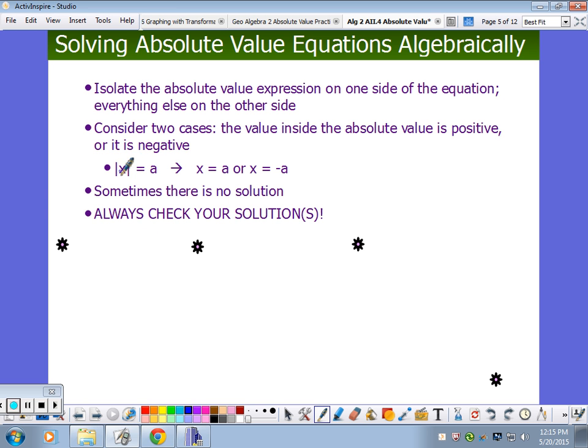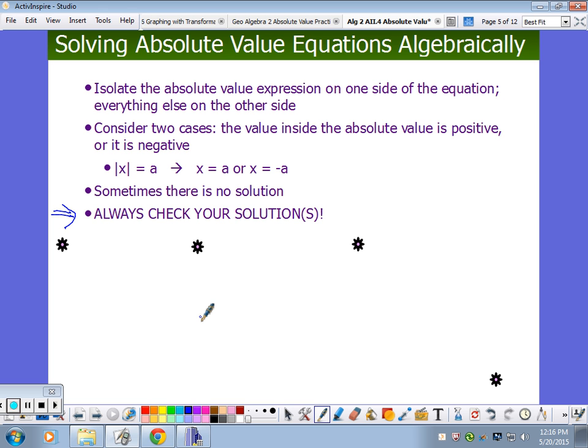Because if you have the absolute value of x equals some number, say, it could be that this number is a, right? This absolute value of a is a. But it could also be that you've got the negative version of that number, and you took the absolute value to make it positive. So you have to think of two situations here. Sometimes there is no solution, and you really have to check it.